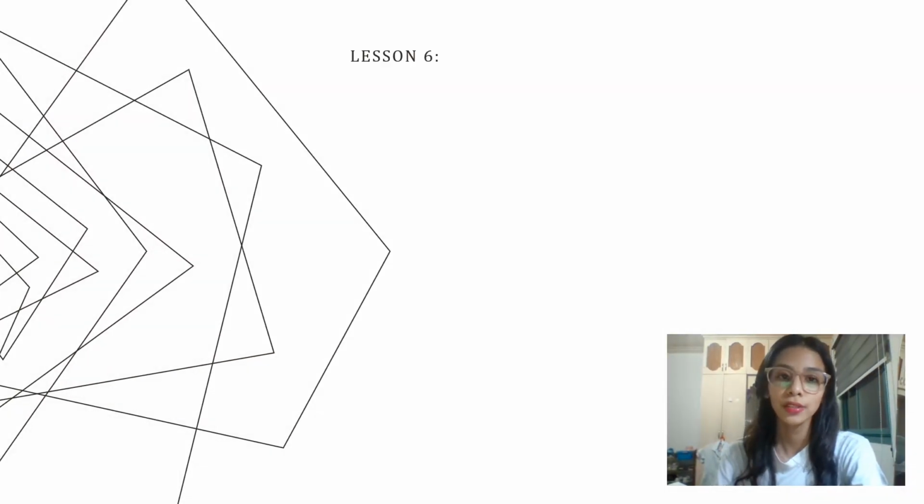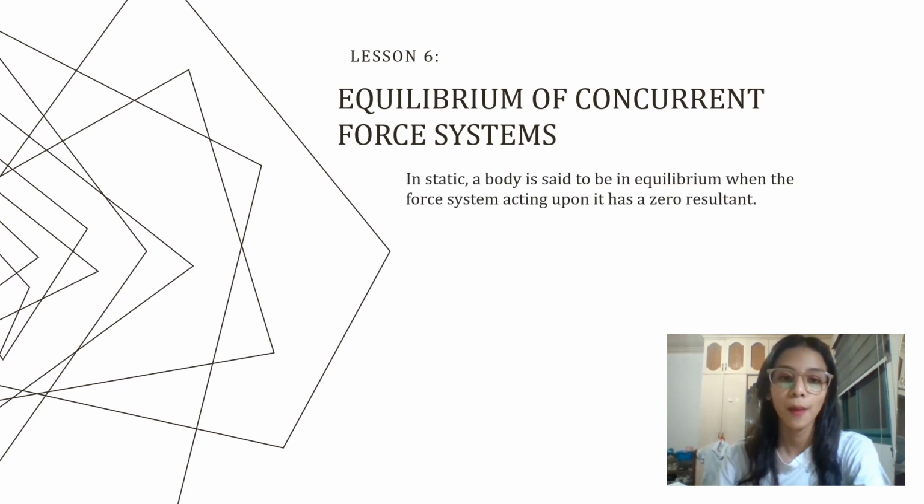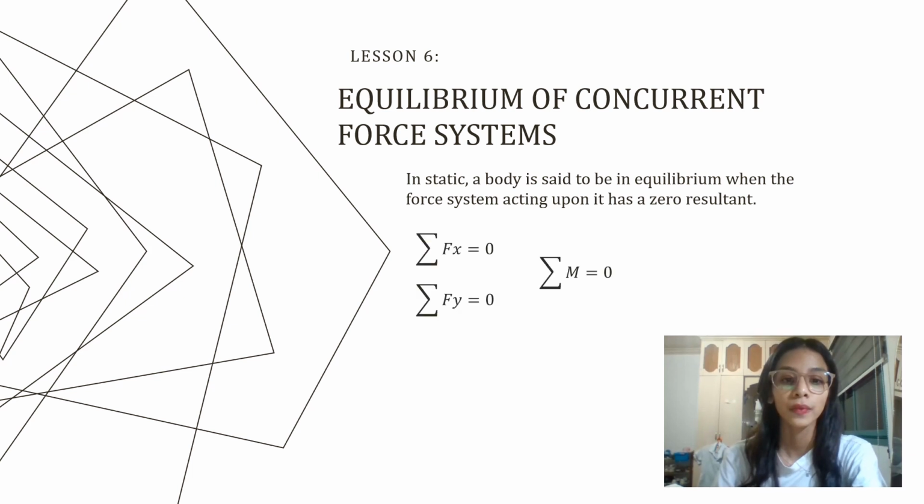For our lesson number 6, we have the equilibrium of concurrent force system. In statics, a body is said to be in equilibrium when the force system acting upon it has a zero resultant. So we have here the summation of Fx is equal to 0, the summation of Fy is equal to 0, and lastly, the summation of moment is equal to 0.